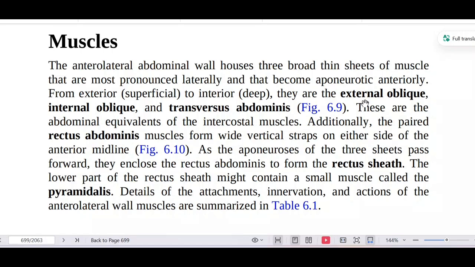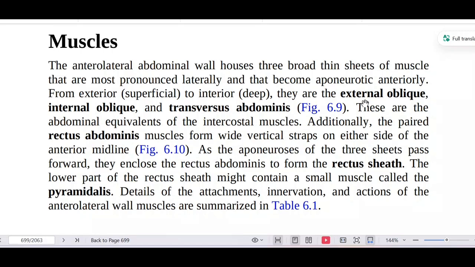Now there is additionally another paired muscle, that is the rectus abdominis muscle, that is present more in the anterior midline area, and that is vertical, in the form of wide vertical straps that are extending from the subcostal plane and ending up to the pelvic area.